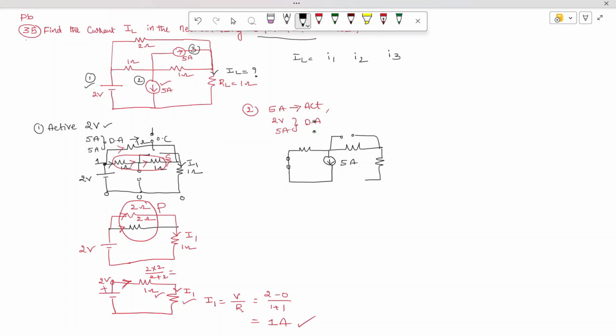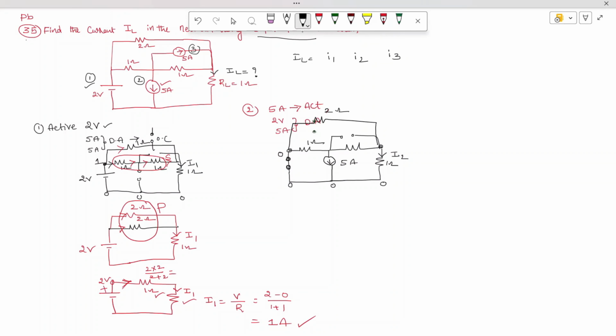In this branch we require the current, which we are labeling as I2, and here we have another branch. The value of this resistor is 2 ohm, and this is 1 ohm. This source is short circuited and this source is open circuited. We need to find the current in this branch, which is L equal to 1 ohm. So how do we find it? To overcome the confusion, this is node 0, this is node 0, and this is also node 0, since it is short circuited and connected here.